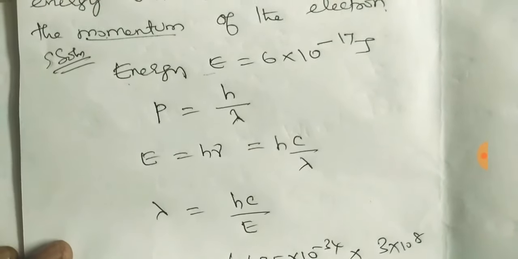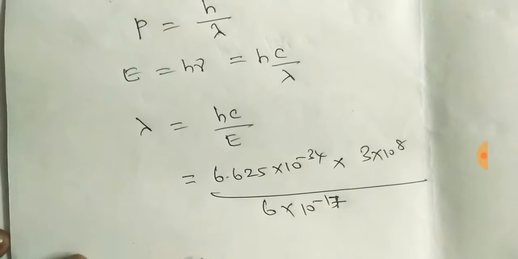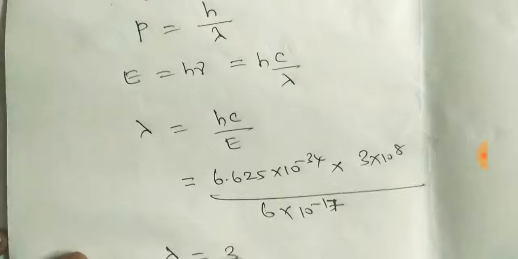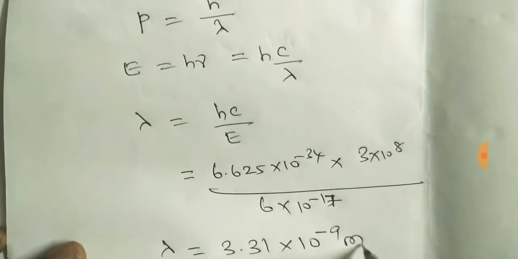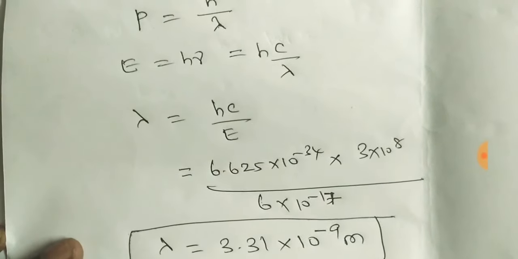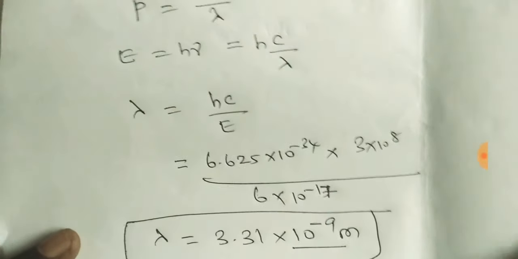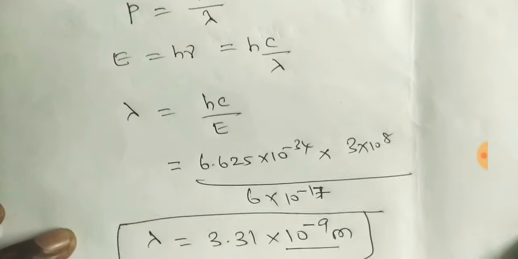What is h? h is nothing but 6.625 into 10 power minus 34, into 3 into 10 power 8, divided by, what is E? 6 into 10 power minus 17. Then when you are solving this, you will get lambda equal to 3.31 into 10 power minus 9 meter, otherwise nanometer. Then substitute the value.